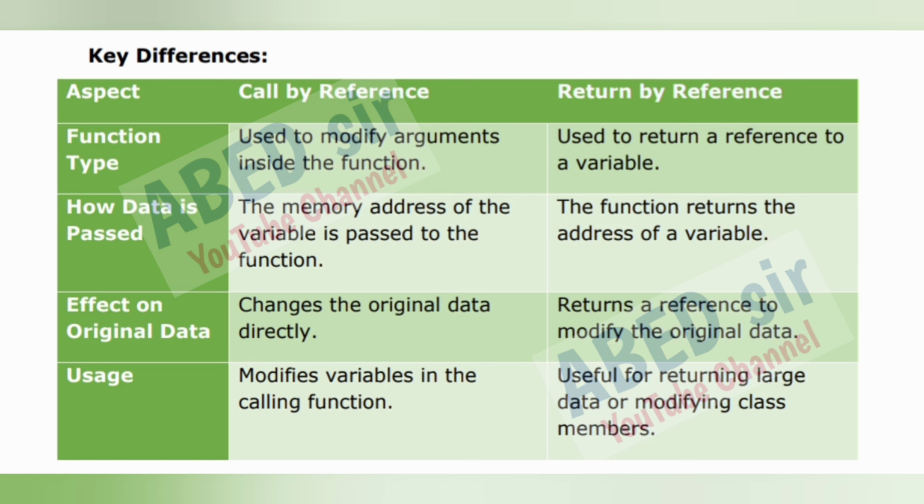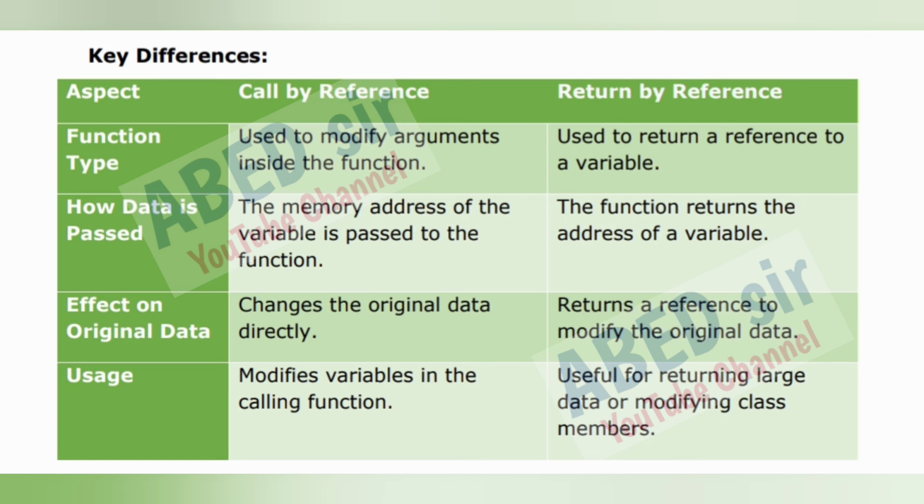Function type: call by reference is used to modify arguments inside the function. Return by reference is used to return a reference to a variable. How data is passed: the memory address of the variable is passed to the function. The function returns the address of a variable. Effect on original data: it changes the original data directly. Returns a reference to modify the original data.